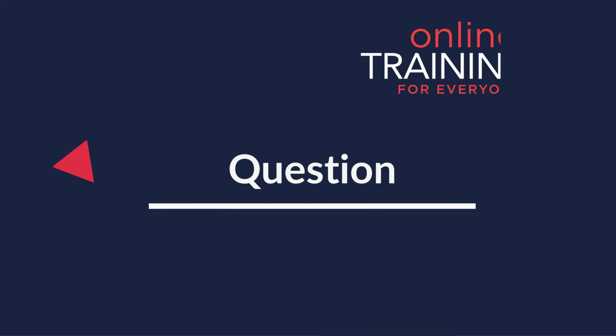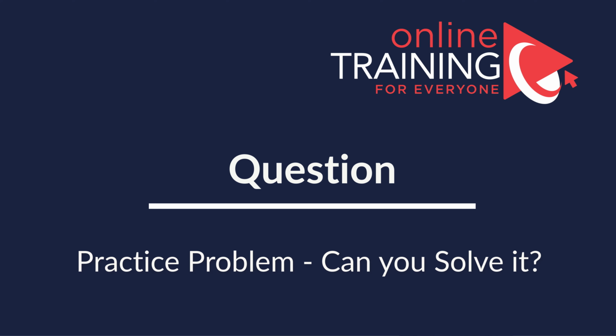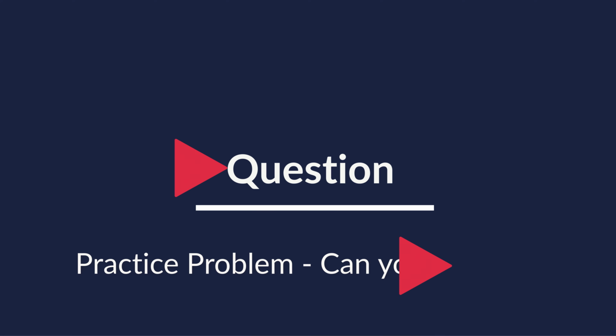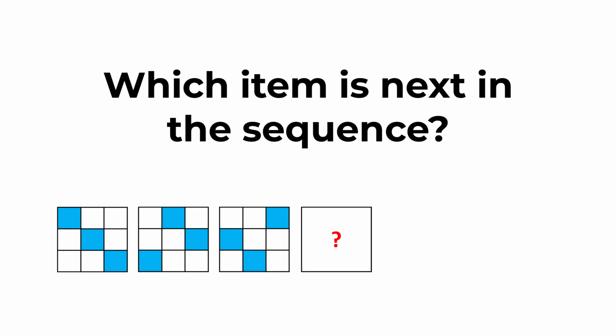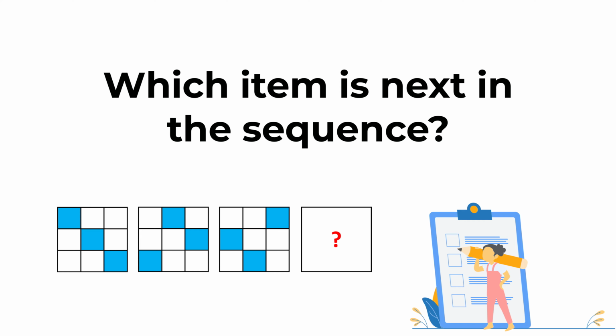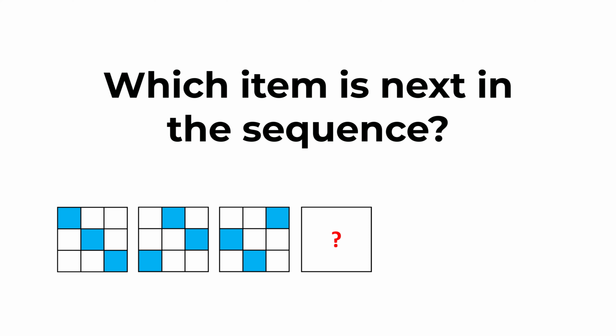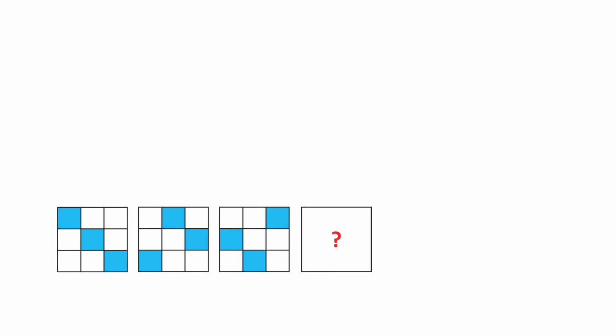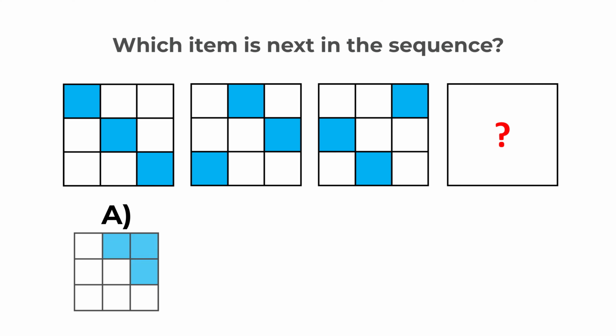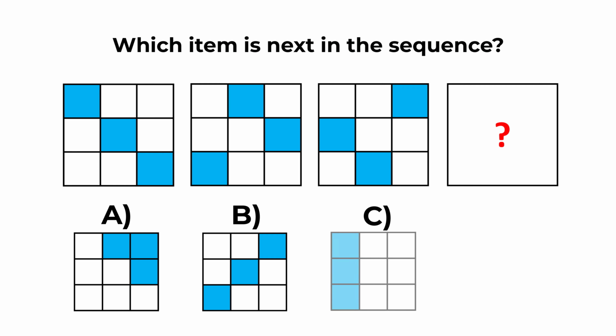And now I have a practice question for you. You need to determine which item comes next in the sequence. You're presented with 3 large squares. Each large square contains 9 small squares inside, and the small squares are of different colors. And the 4th square is missing, and you have 4 different choices to choose from. Choices A, B, C, and D.